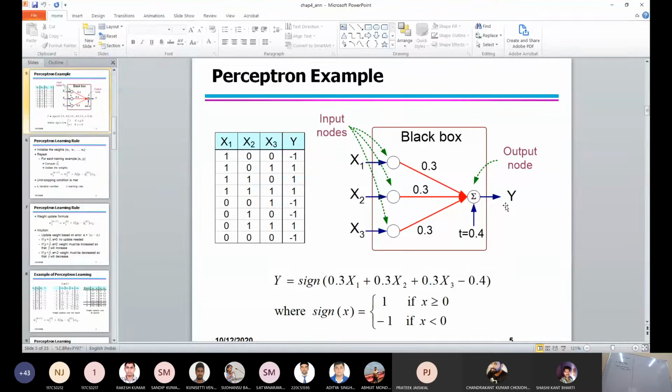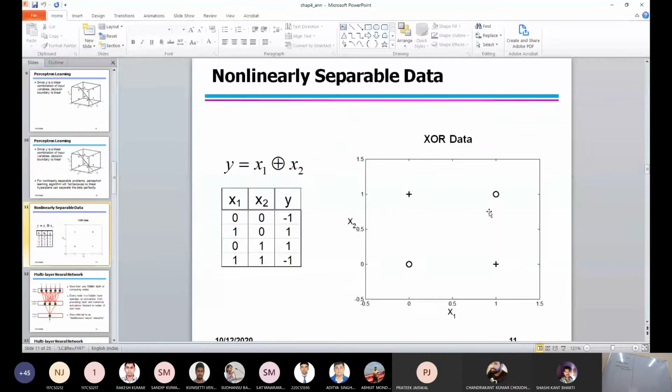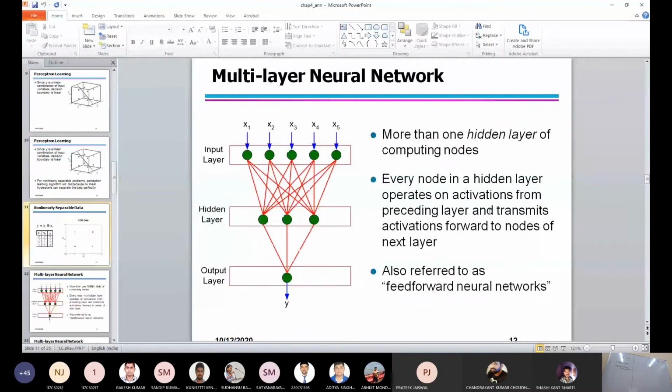Now what we do is increase in both directions: the number of perceptrons and the number of layers. Let's say you have the input layer here and then the output layer. Instead of having two layers, we can incorporate more layers in between. That is called a multi-layer perceptron, or a multi-layer neural network, with more than one hidden layer of computing nodes.